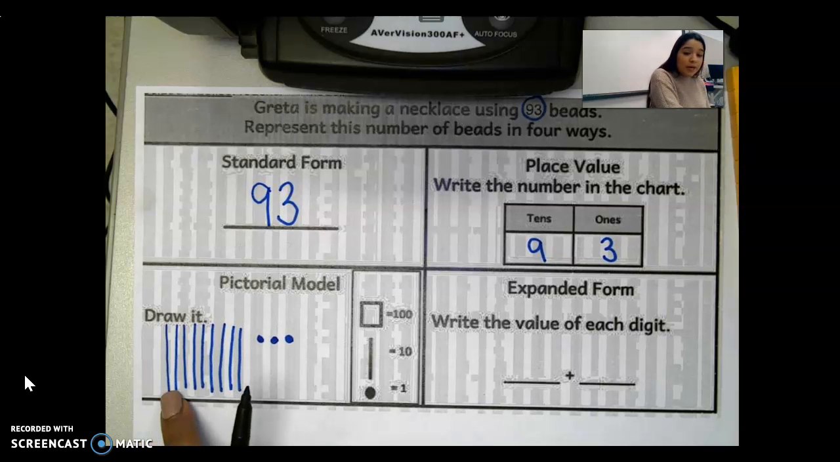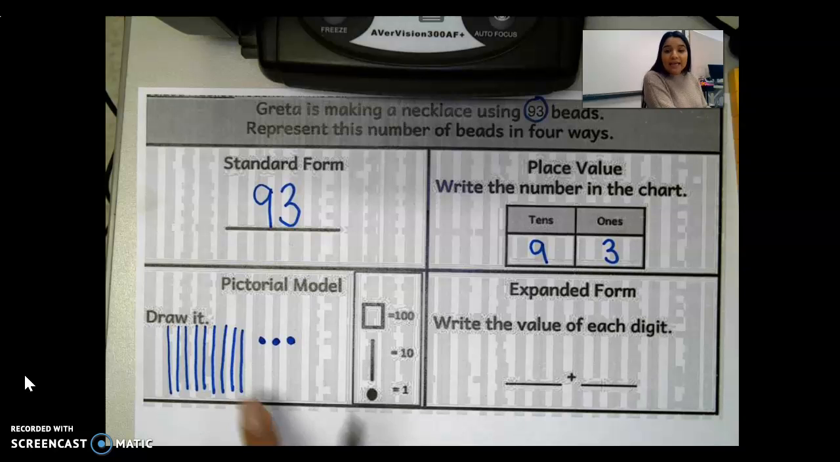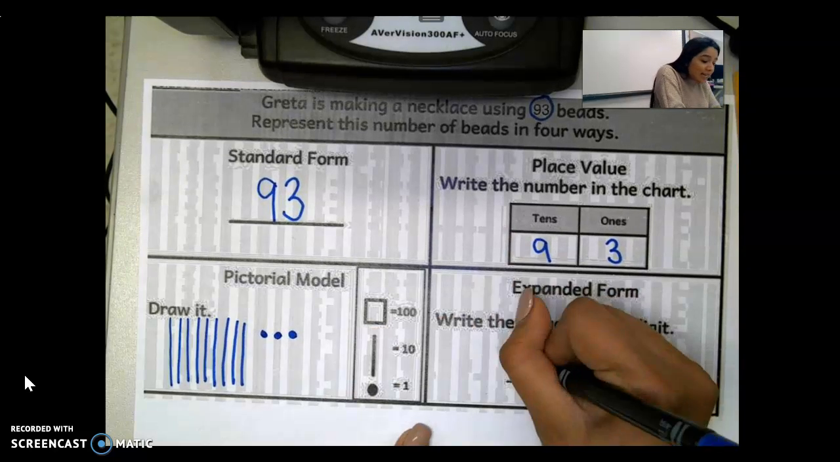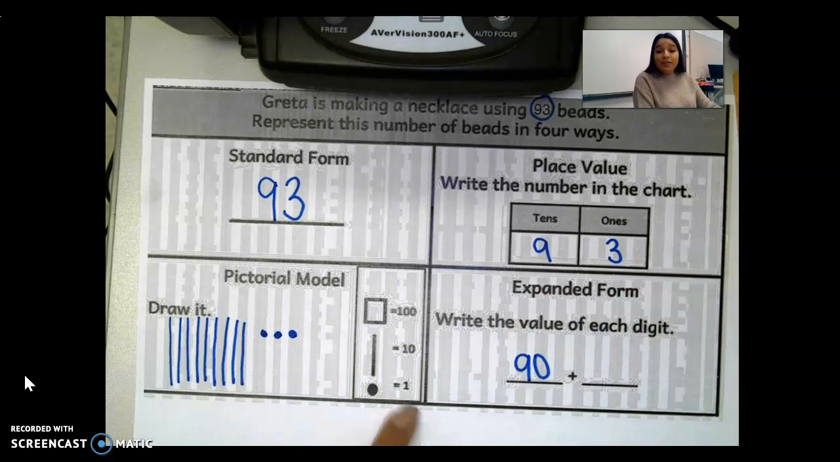10, 20, 30, 40, 50, 60, 70, 80, 90. So 9 tens equals 90. So 9 tens is 90 because we're able to count by tens. Our 10 blocks, if we count by tens, we get 90.